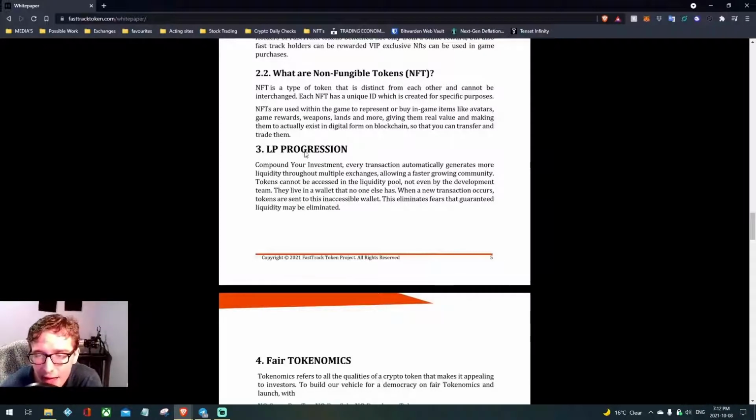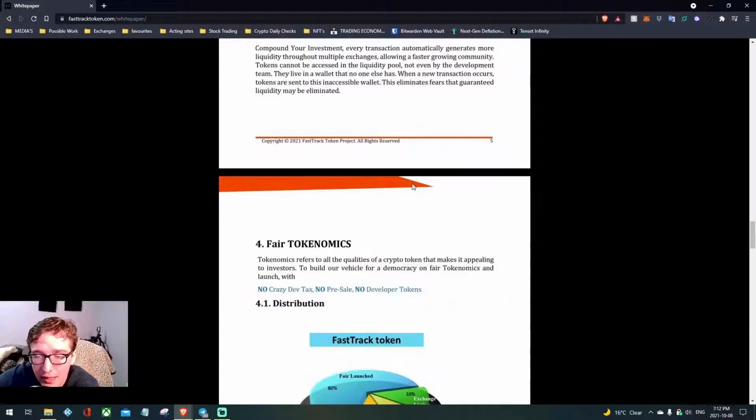Number 3, LP progression. Compound your investments. Every transaction automatically generates more liquidity throughout multiple exchanges, allowing a faster growth in community. Tokens cannot be accessed in the liquidity pool, not even by the development team. They live in a wallet that no one else has. When a new transaction occurs, tokens are sent to this inaccessible wallet. This eliminates fear that guaranteed liquidity may be eliminated.